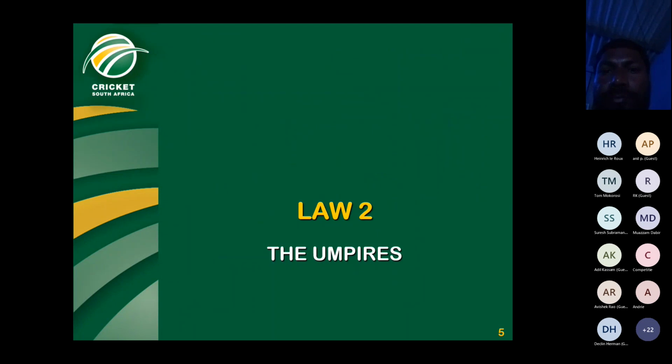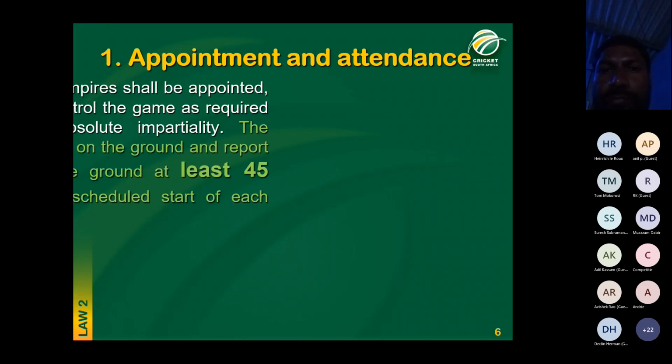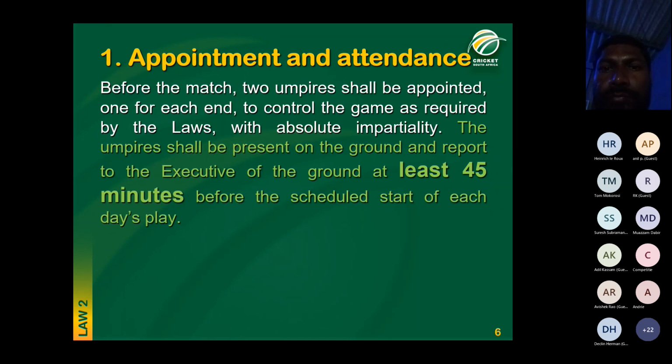When it comes to the umpires under Law 2, in terms of the appointment and the attendance, the law tells us that the umpires need to be at the ground at least 45 minutes before the scheduled start of each day's play. So if play starts at 10 o'clock, the umpires need to be at the ground by 9:15 a.m. One of the main reasons for this is that there are lots of duties the umpires need to perform before the game starts.